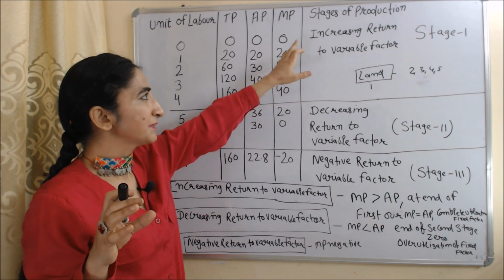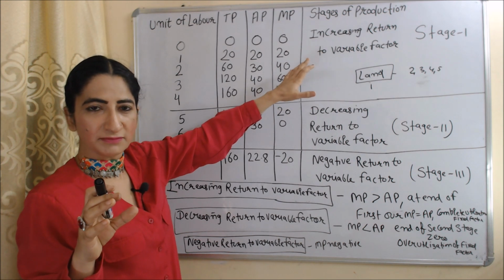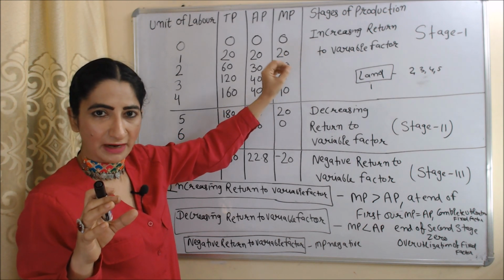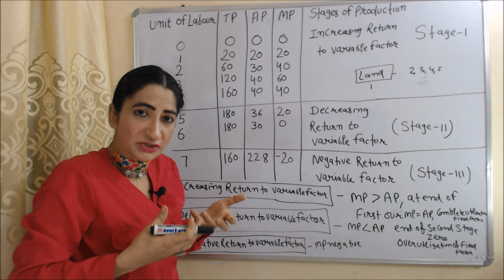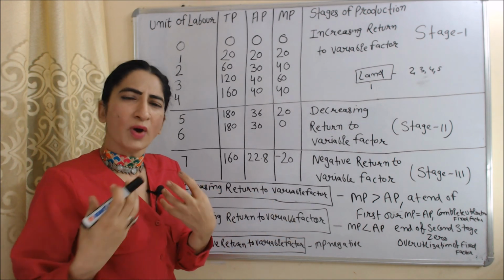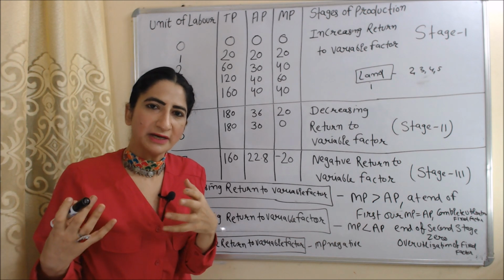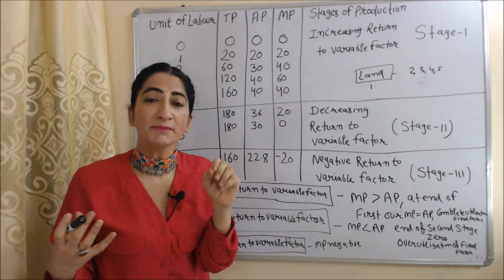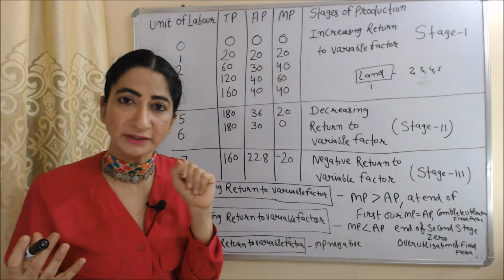So we can say that increasing return to variable factor means marginal product of labor is very high. Means when you are applying an additional unit of labor, you are receiving more output. But why is marginal product of labor very high during this stage? Because of complete utilization of our fixed factor.